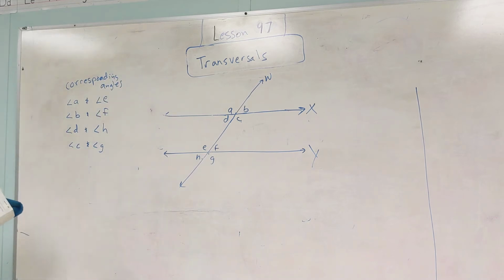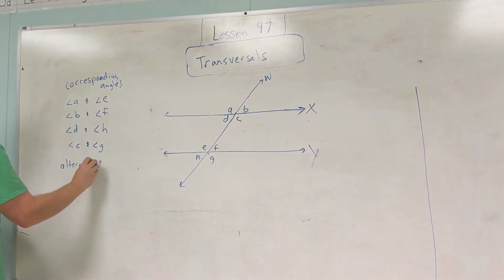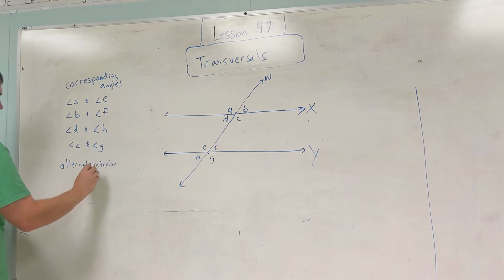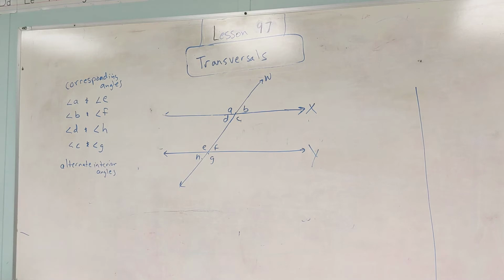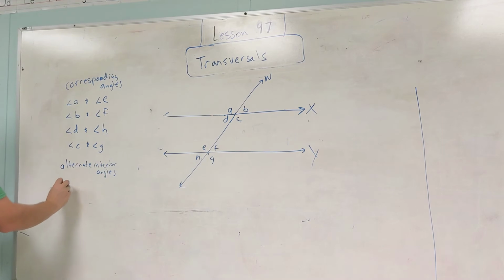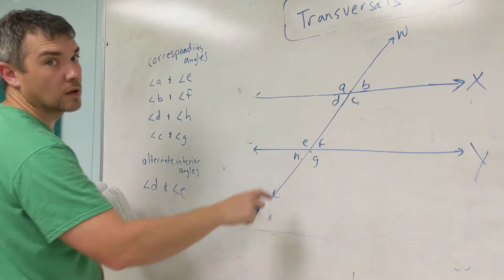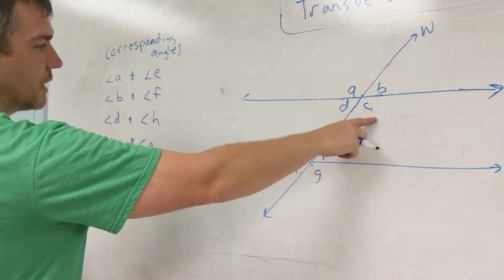Okay? Now they're asking us for the alternate interior angles. So here we're going to have angle D and angle E. Those are both on the interior. And then we have angle C and angle F.